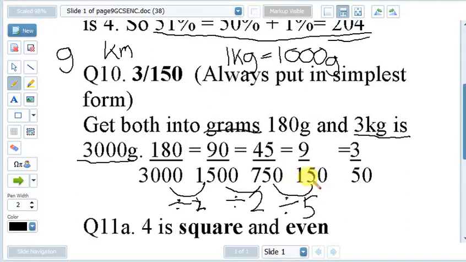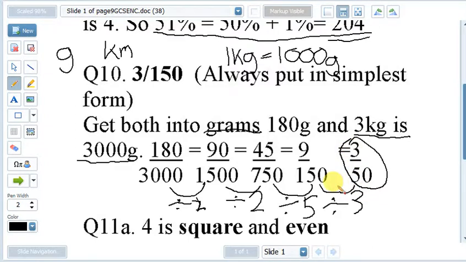Now, a lot of you might have finished there, but 3 goes into 9 and 150. So what we can do is divide top and bottom, 9 and 150, by 3. And 9 divided by 3 is 3, and 150 divided by 3 is 50. So the answer is 3 over 50. So you always put fractions in their simplest form.